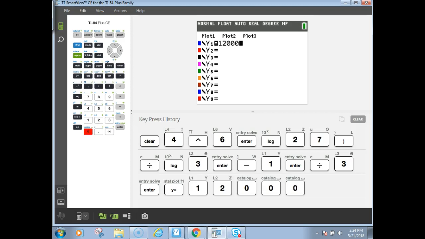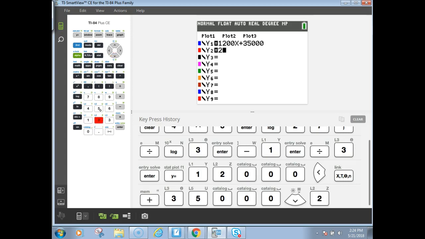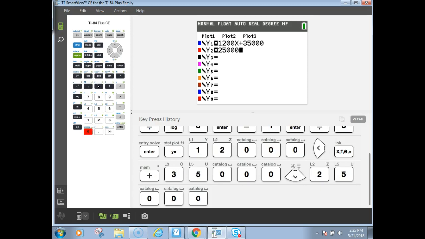Was it 1,200 or 12,000? 1,200x, wasn't it? Plus 35,000. And then the other company was an initial starting salary of $25,000, but you were getting an 8% a year, so that would be parentheses 1.08 to the X.